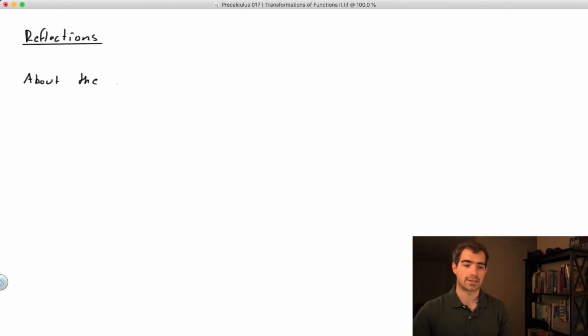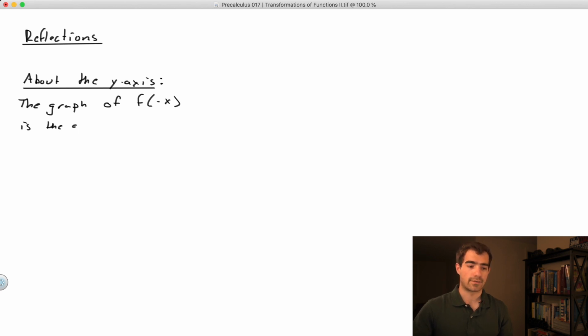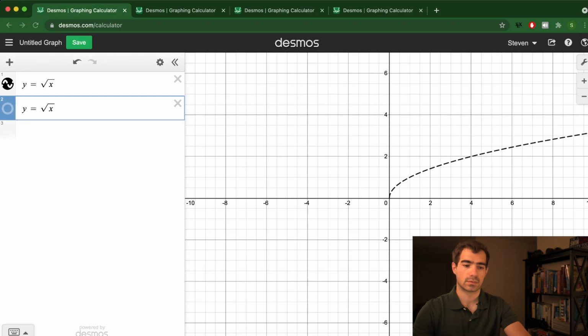For the y-axis in particular, we can say that the graph of f of negative x is the graph of f of x reflected about the y-axis. So for instance, we can explore this using the graph of the square root of x. Here in our dashed line, we have our square root of x graph, and when I turn on this second piece here, we can see in green that it overlays the square root of x.